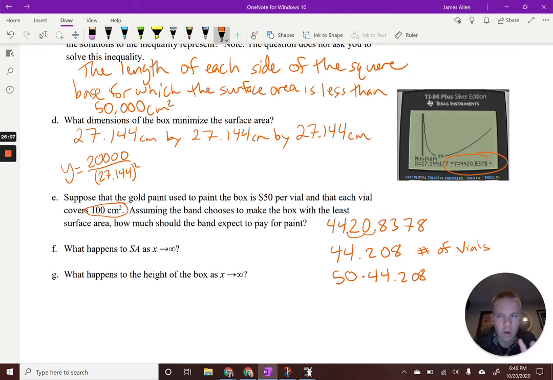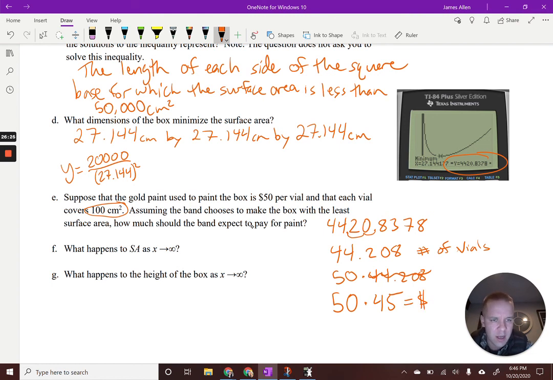So if I take 50 and multiply it by the 44.208, well, hold up here for a sec. I don't think I can order 44.208 vials, right? So really, I'm going to be doing 50 times 45 vials. We're going to have a little gold paint left over. Maybe we'll touch something up later. Always good to have a little touch-up paint.